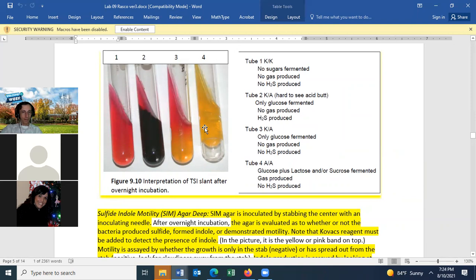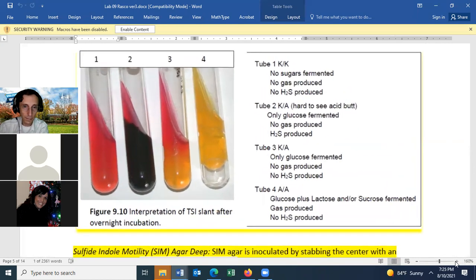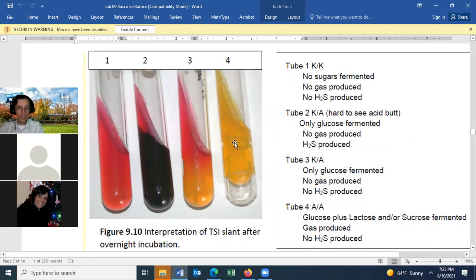This tube has fermentation of the sugar in both the slant, it's yellow, and in the butt. And so on tube 4, we'd say that it's A/A, fermentation on the slant, fermentation on the butt, producing yellow, being acid, so A/A. We can say that glucose is fermented for sure, or metabolized for sure, but one other sugar is also, and that's lactose or sucrose. We don't know which, and it could be both of the sugars. The reason is because it's yellow in both the slant and the butt, and so we know one other sugar is fermented. In this case, gas is produced. That's why the agar is elevated and the agar is broken there. Let's see if I can blow that up so you see it's broken. See the cracking of the agar? That's because gas was produced. It's not black, so no hydrogen sulfide was produced.